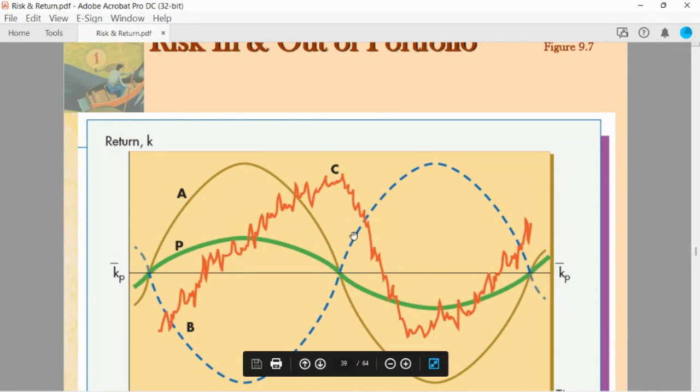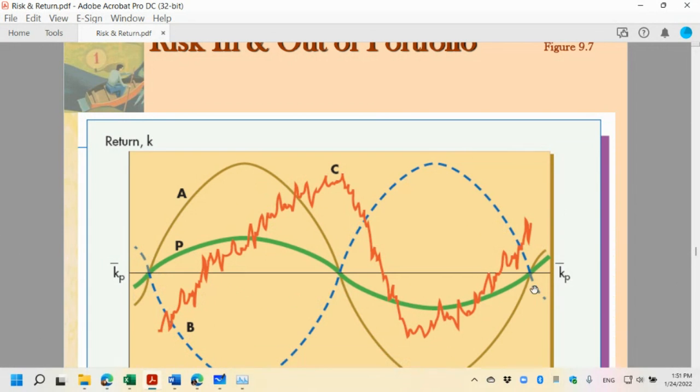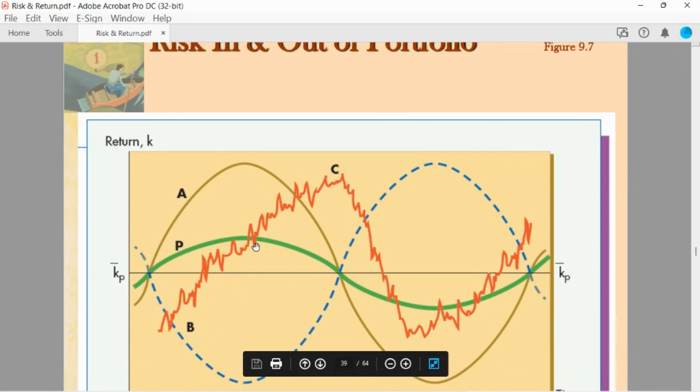You may not find, in reality, something like stock B. You may not find something that has perfectly negative correlation. But however, you may find something like C. C shows a positive correlation, right?